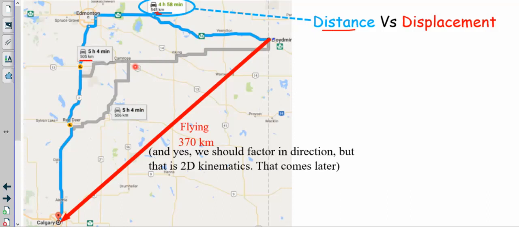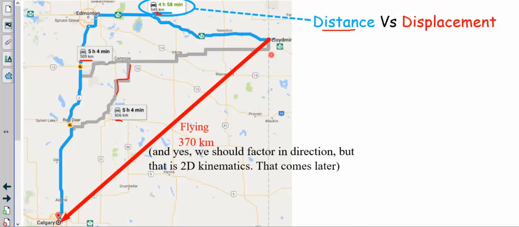505 kilometers, and if you take this path south of Camrose, it's 506 kilometers. So these two are about the same distance, within a kilometer. So that would be the distance, looking at every little different path.